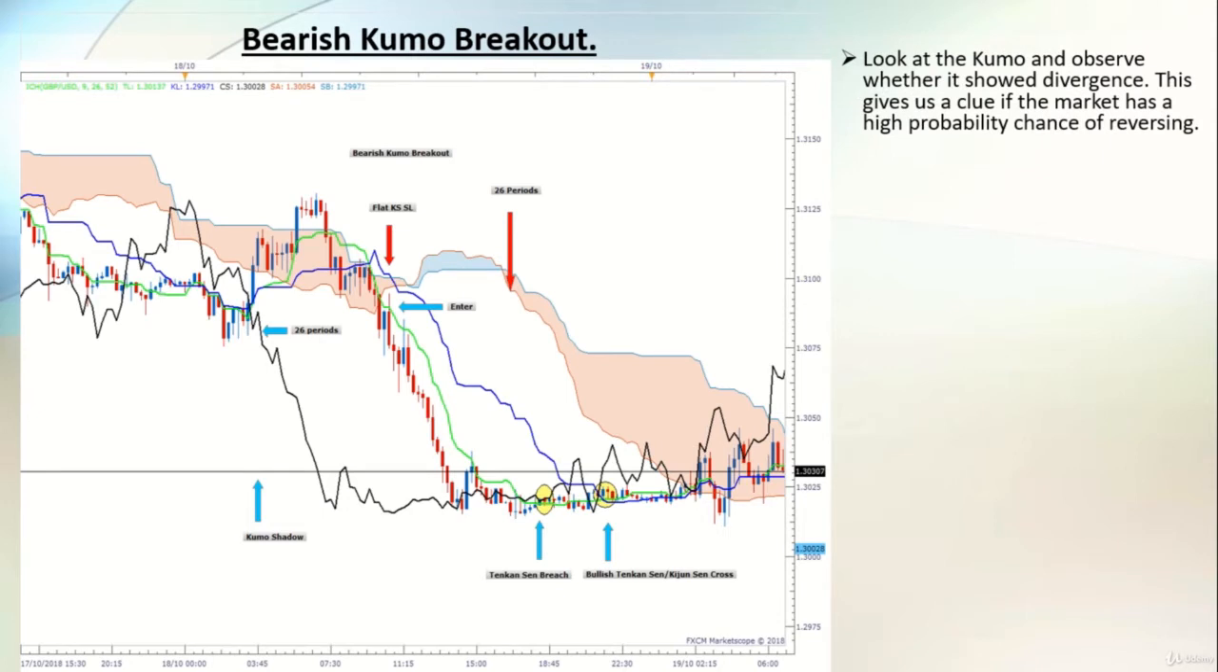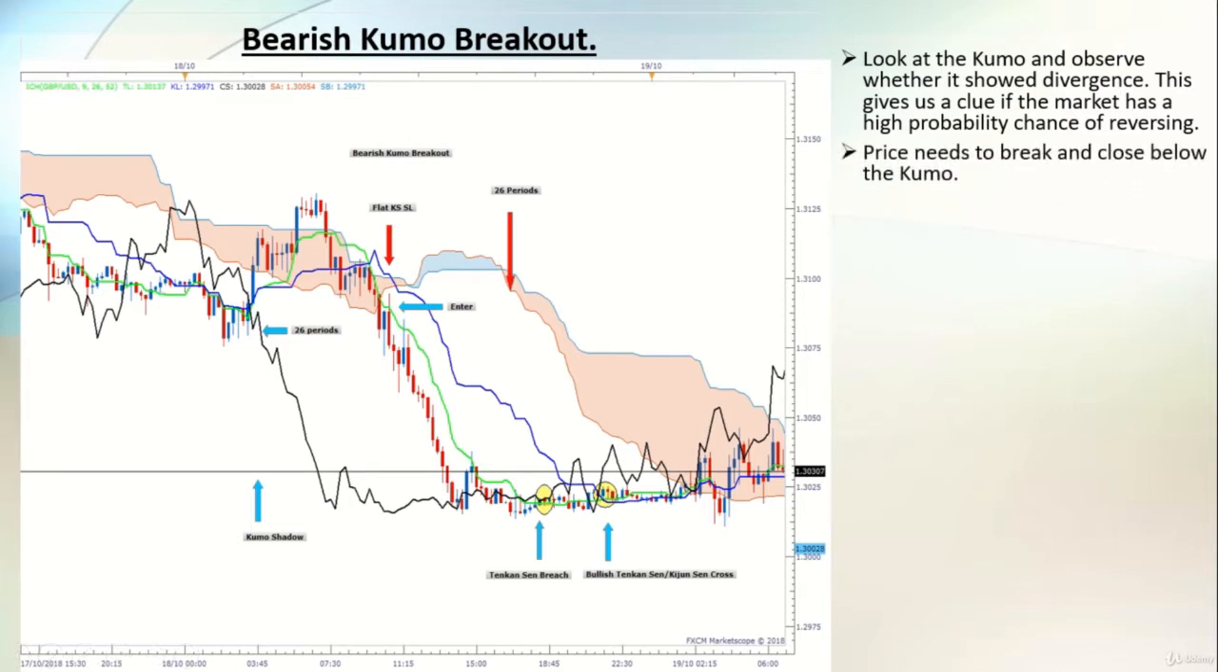If there's divergence, it gives us a clue if the market has a high probability chance of reversing. Now in this example, which is pound US dollar, there was no divergence. But that doesn't mean that without divergence, the market cannot continue on the downtrend. It can. Divergence just gives us a clue if there's a possible reversal. We still have to look at price action.